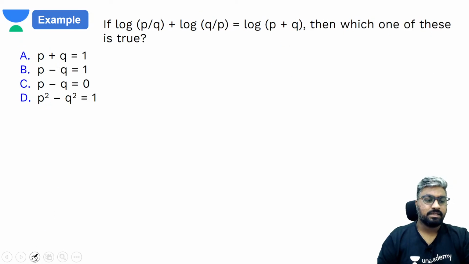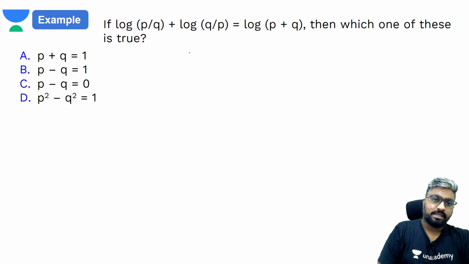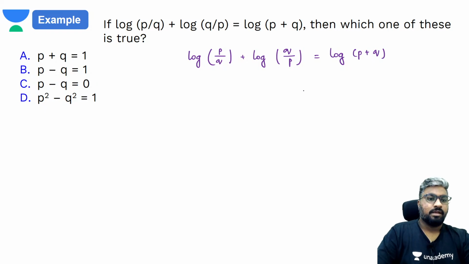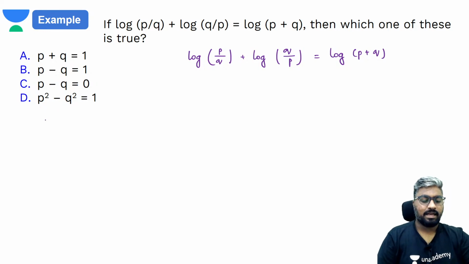Let's try the next part of this equation. It's saying if log (p by q) plus log (q by p) is equal to log (p plus q), then which one of these is true? Try this out. What are they saying? Log (p by q) plus log (q by p) is equal to log (p plus q). Then which one of them is true? Quickly try this. Let's see how many of you can answer it.